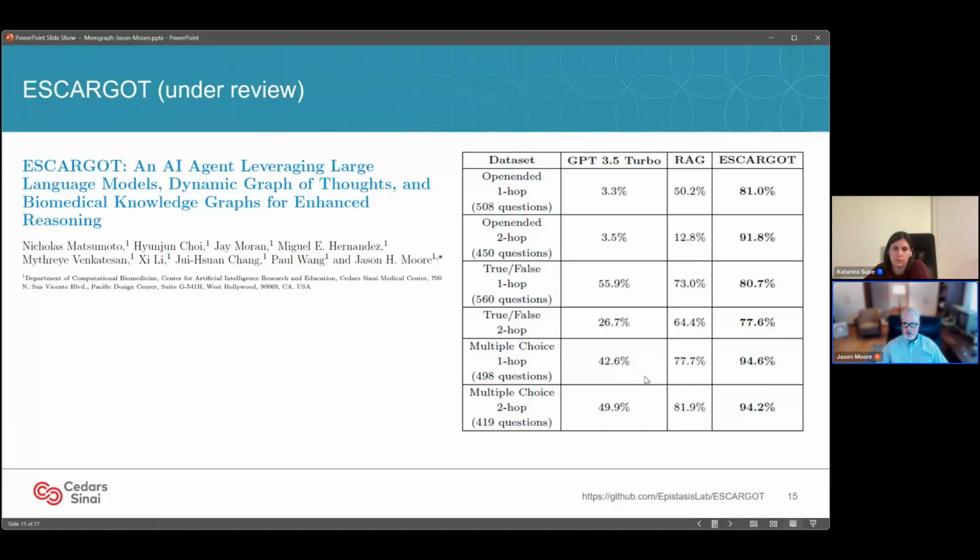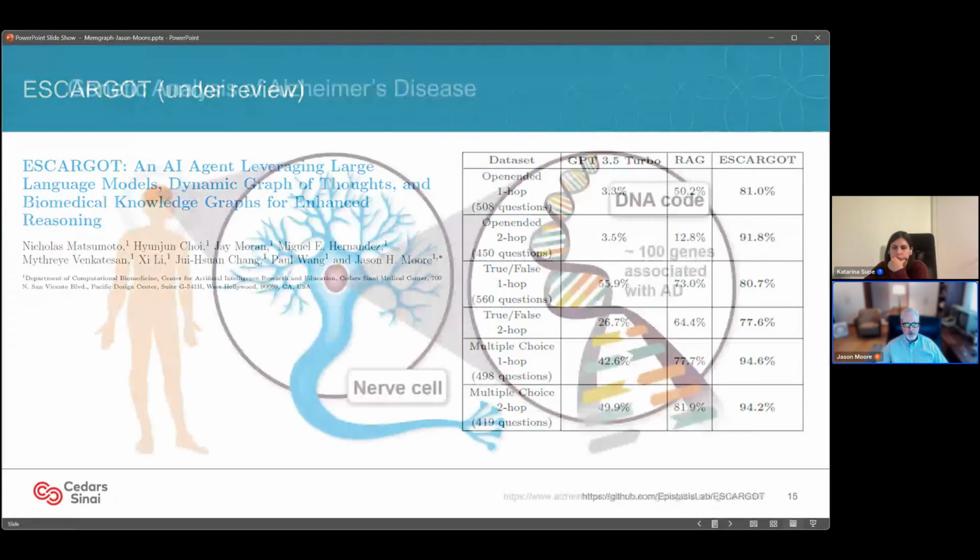But here are the results that we showed in the paper. Using GPT here, you can see that it's not performing very well at open-ended questions, true-false questions, and multiple choice questions. The open-ended questions require 1 or 2 hops in the graph to answer, and you can see that it's failing miserably here. Retrieval augmented generation does better, but not very good on these open-ended questions. And then Escargot, which again I'll explain in a minute, is doing much better with about 80 to 95% accuracy on answering these questions. So we're getting much better performance.